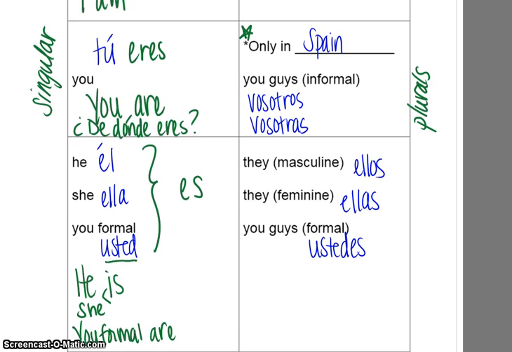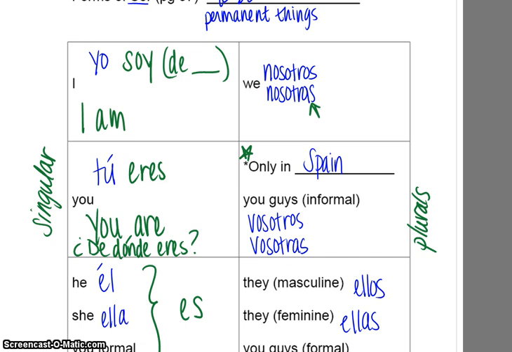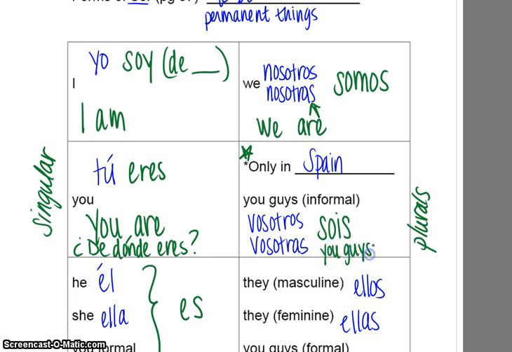Remember, if I'm going too fast, you can always pause the video. If I'm going too slow, you can always skip ahead. Nosotros or nosotras somos. And that means we are. Vosotros and vosotras sois, S-O-I-S. And that one means you guys are. And that one you're talking directly to the people.